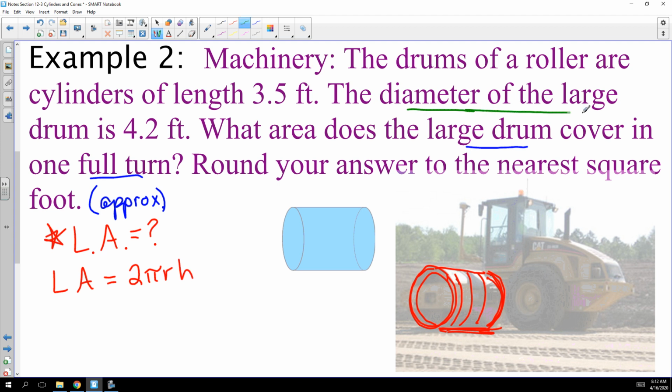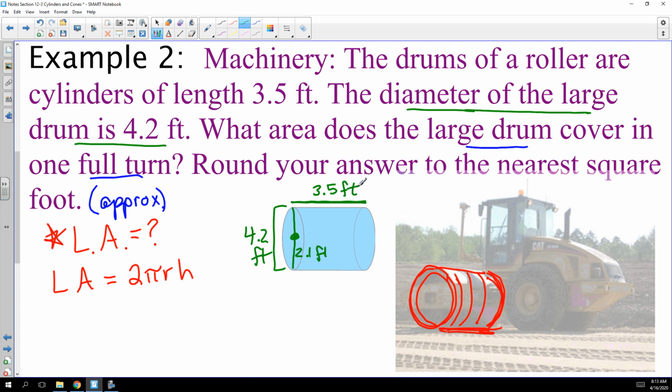We have the diameter of the drum is 4.2 feet. So I know sometimes some of you are uncomfortable a little bit when things are lying on their side, but remember, the diameter is the diameter of the circle. So this is the piece that's 4.2 feet. And so how much is the radius there? That's 2.1 feet, right? And then the length, that's from end to end of that cylinder, that's 3.5 feet.